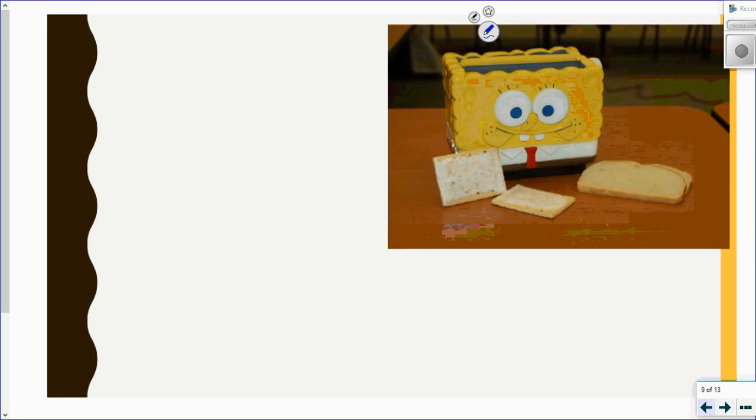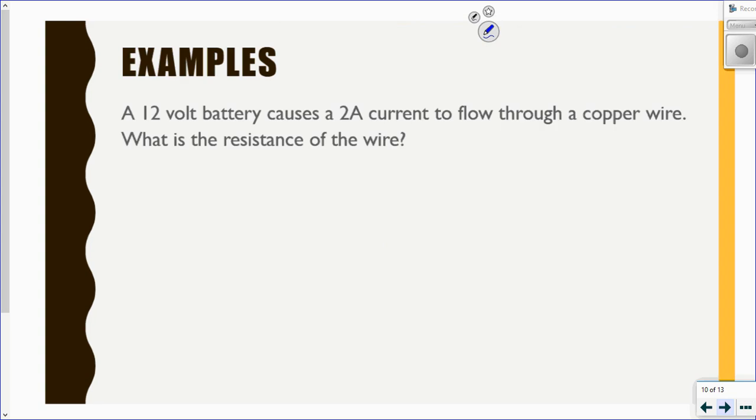There's your SpongeBob toaster in the wrong spot. And here's a quick example. There's 3 of them. Take a second, see if you can do these based on Ohm's law using your reference table, and then come on back and check your answers.